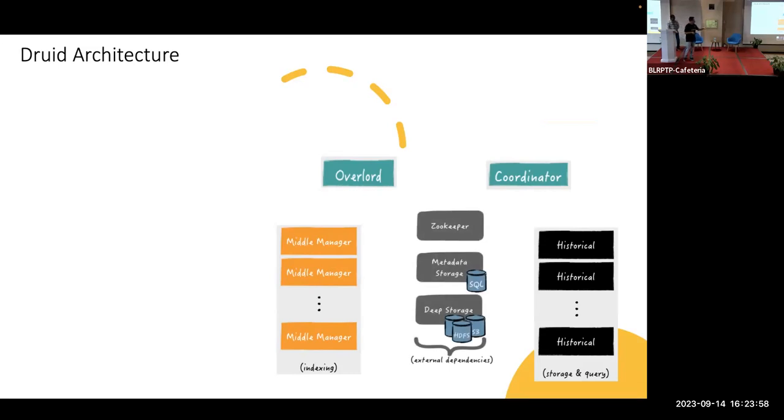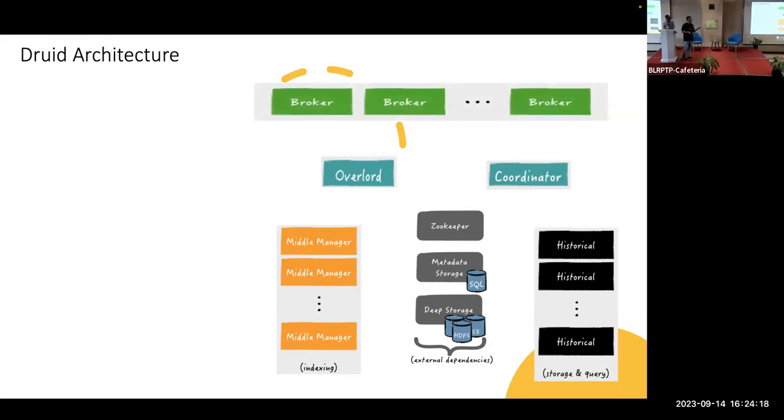Then there are some external dependencies. You see Zookeeper. Then you see metadata storage, where we use Postgres in our case, but you can use other SQL databases. Then there is deep storage, where we use S3. You could use another object store or HDFS, and even Nutanix object store.